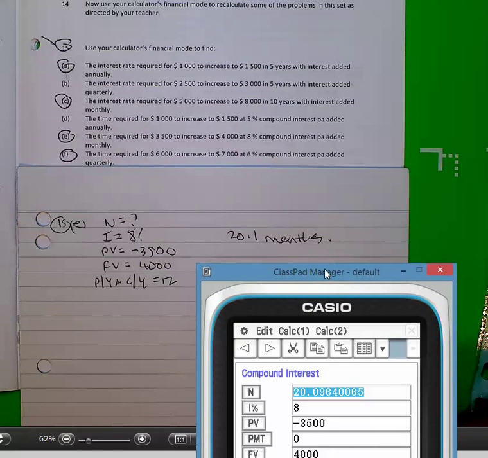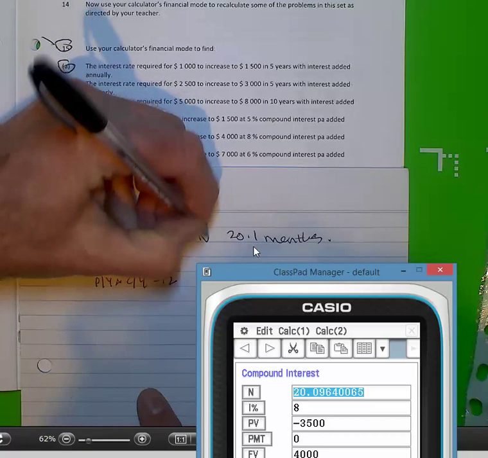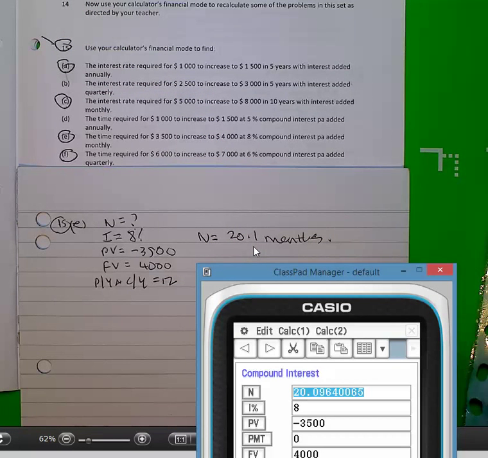Now, in reality, you can't invest money for 20.1 months. So you might choose to invest for 20 or invest for 21 to get a bit more. Please make sure that you record the answer generally to 1 or 2 decimal places, depending on the question.